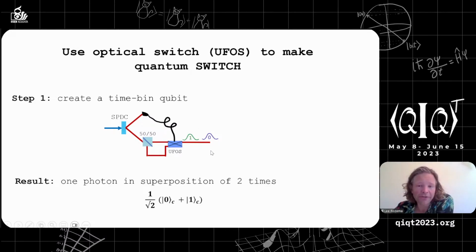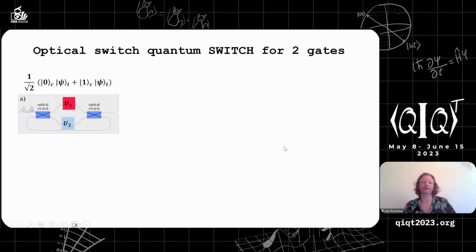Right, and we're now going to use this time bin degree of freedom as the control degree of freedom for our experiment. And I'll show you here how this works. So we start by generating our time bin qubit using the setup I just showed you, and that comes in from the left here towards our optical switches. So now we have two optical switches, and we have our two gates U1 and U2, and U1 and U2 are going to act on the polarization degree of freedom of that photon.